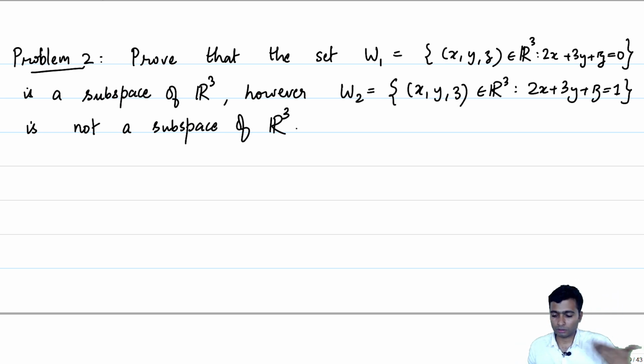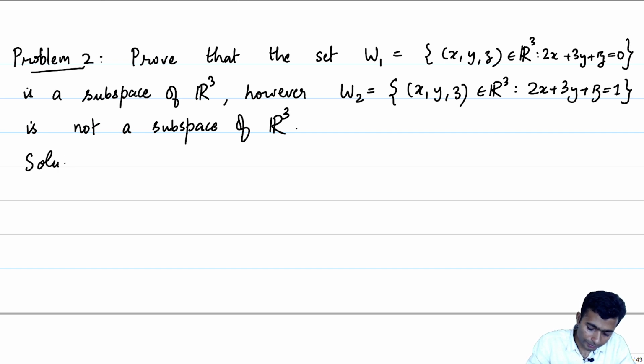So, after looking through the solution, you will notice that 2x plus 3y plus z equal to any non-zero number, not necessarily 1, will work. You look at Wk to be the set of all (x, y, z) in R3 such that 2x plus 3y plus z is equal to k, that will not be a subspace. It has to be equal to 0, otherwise it will not be a subspace. The same proof will go through. So, let us look at a solution. This is more like a proof, so let us call it a proof.